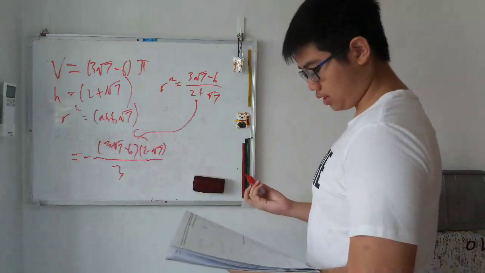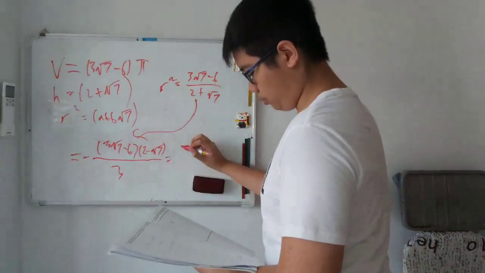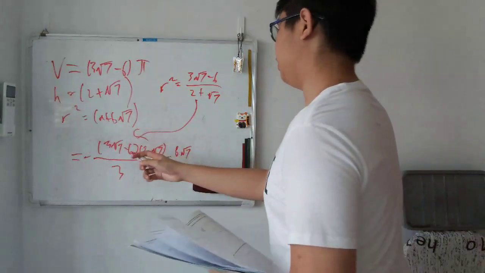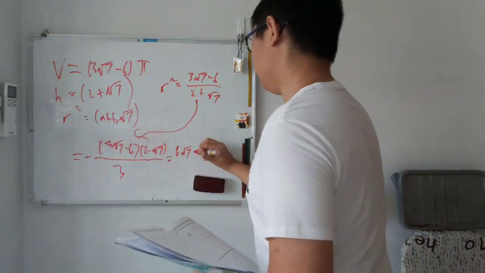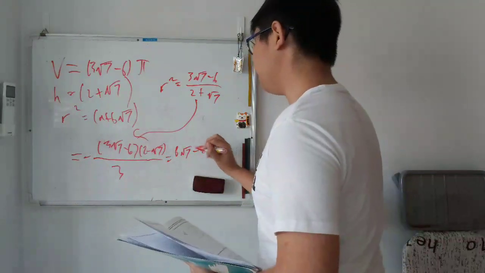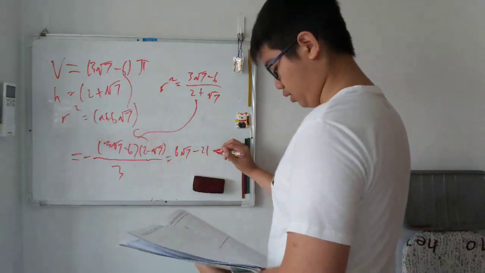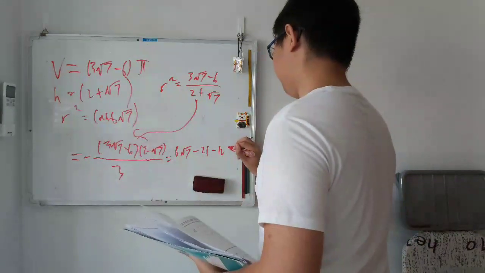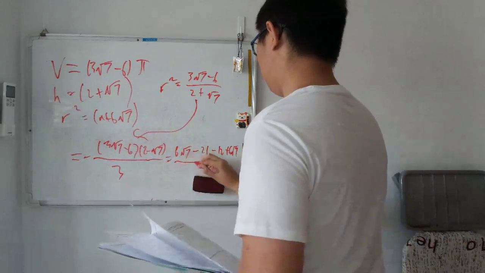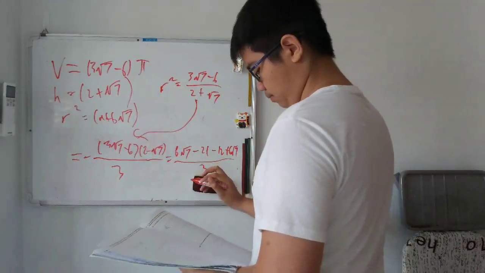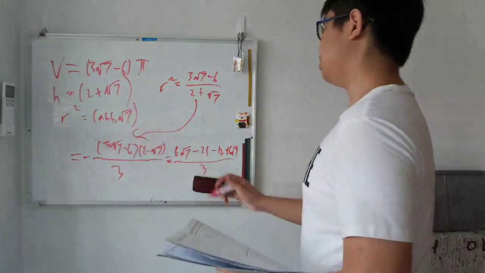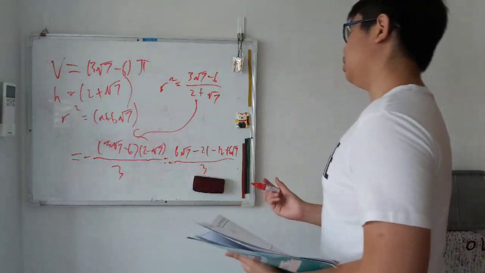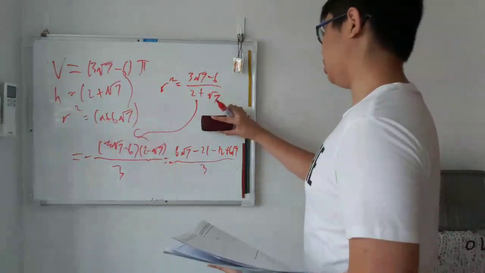Okay, let's expand this. This is equal to 6 square root 7, then minus 21. Minus 6 times 2, so this is minus 12. Then minus 6 minus square root 7 plus 6 square root 7 all over 3. Don't forget about the minus. Okay, we can actually just cancel everything out because everything here divides by 3.